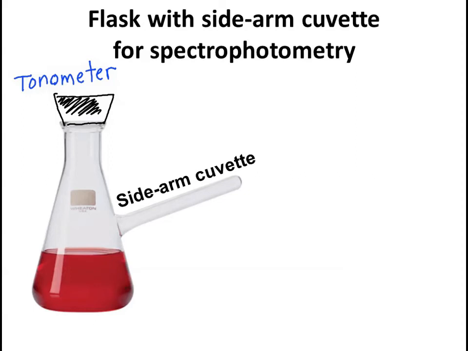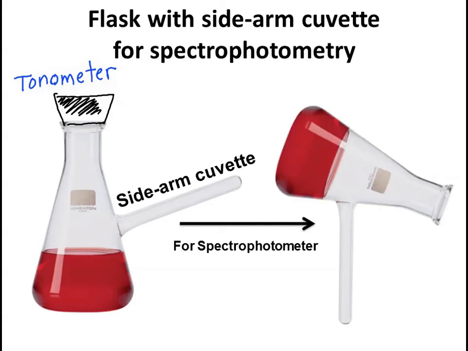And when you're ready to read the absorbance of the sample on the spectrophotometer, you'll tip the flask so that the sample flows into the sidearm cuvette. So the sample will flow down here into the cuvette. And then you'll insert the cuvette into the spectrophotometer. Now keep in mind that with the sample cuvette attached to a flask, you won't be able to completely close the door of the spectrophotometer, so be sure to cover it with a dark cloth to prevent the incident light from shining on the sample.